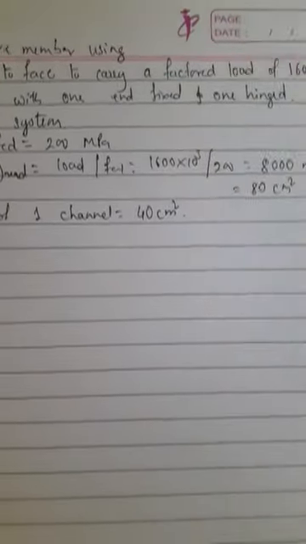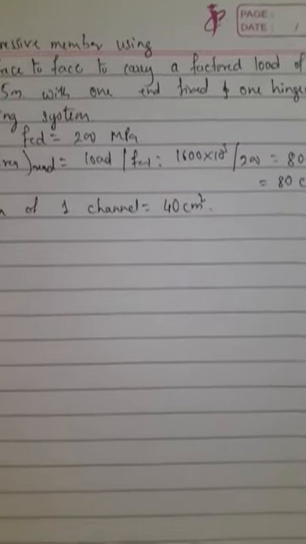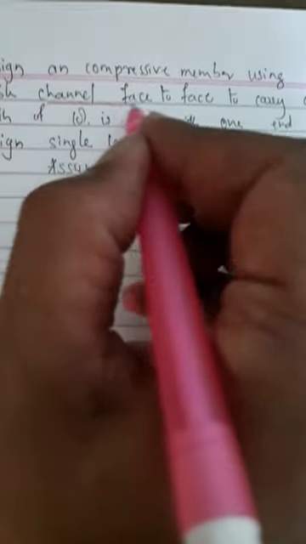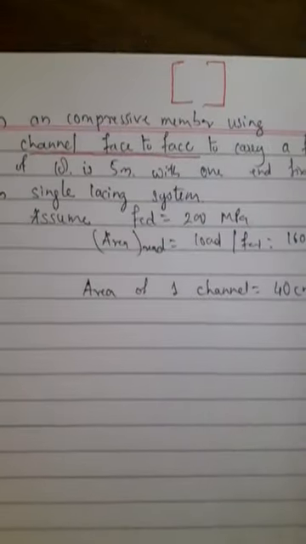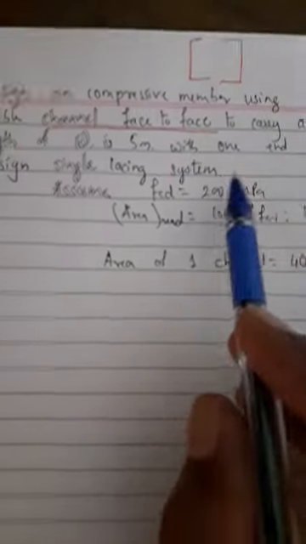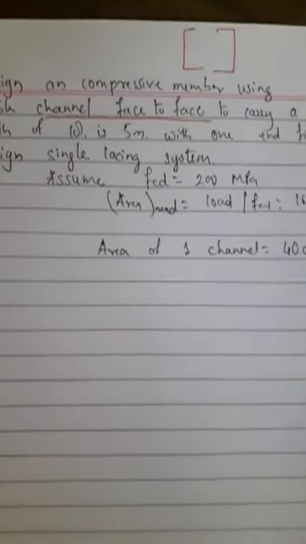Now remember, a very important thing is that you have to design two channel sections face to face. Face to face means you have to keep the channels like this. This type is known as face to face. Also design single lacing system. We will come to that later on.